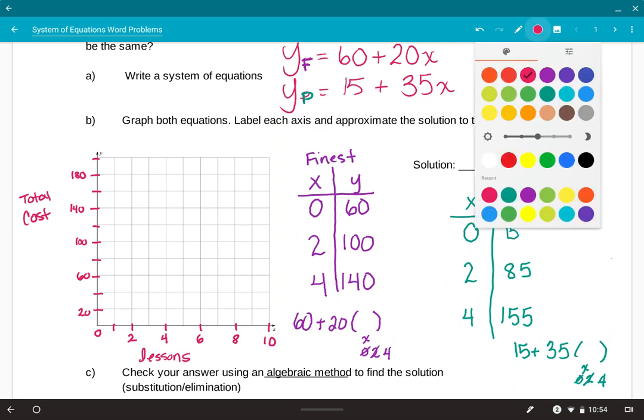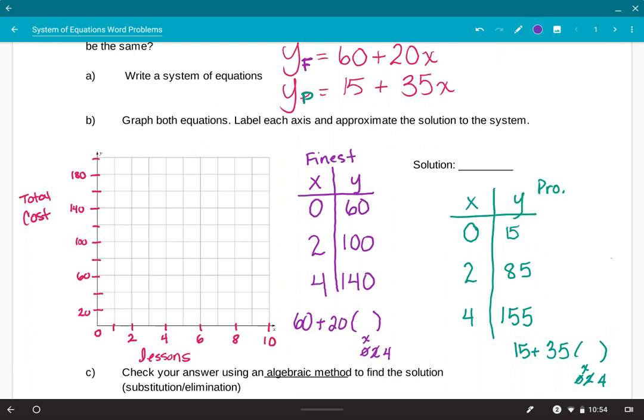And now I'm just going to go back and graph them. So for Finest, I'm doing in purple. At 0, I'm going to go up to 60 and put a dot. At 2, it's going to be 100. And at 4, it's 140. Connect the dots. At least this is better than me doing it on the smartboard, because then I always seem to get a little wiggly. Okay, and I'm going to put F for Finest.